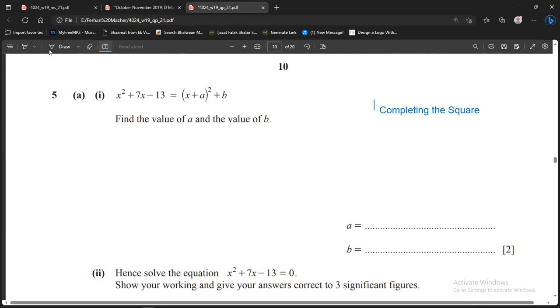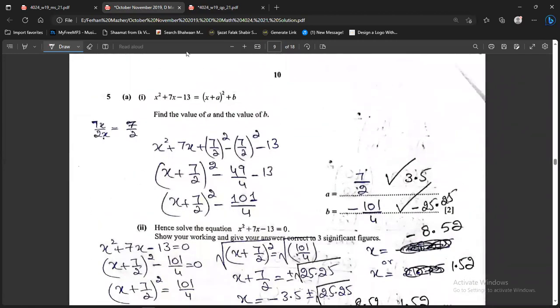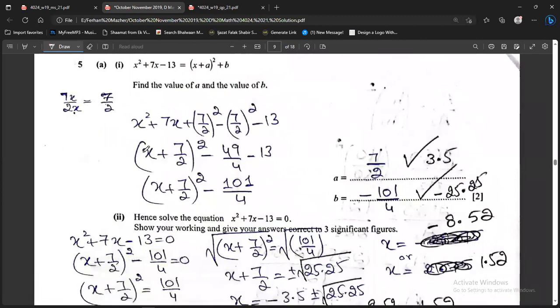So what will we do? We will take this in our rough work somewhere, and I will divide the 7x by 2x. Okay, this is the technique of how we work. If the coefficient of x square is 1, then you use this technique. x and x cancel. So 7 by 2. So the 7 by 2, its square will be added and subtracted. Okay, this is called the completing the square method. Now I will do that. So x square plus 7x plus 7 by 2 square minus 7 by 2 square minus 13.